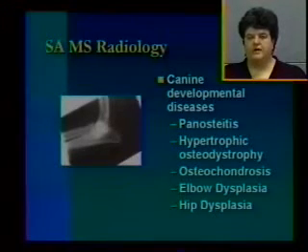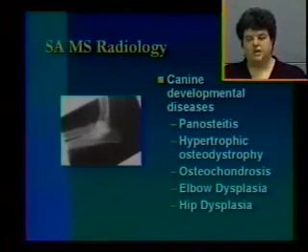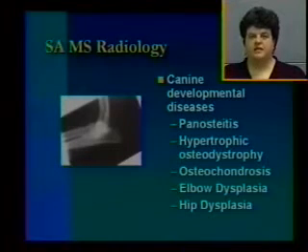Important to remember, an ununited anconeal process is typically seen in the German Shepherd, and your anconeal process should be closed by 20 weeks or 5 months. And then finally, hip dysplasia, which is every owner's worry with a large dog, and obviously too big of a topic to touch on in this lecture.